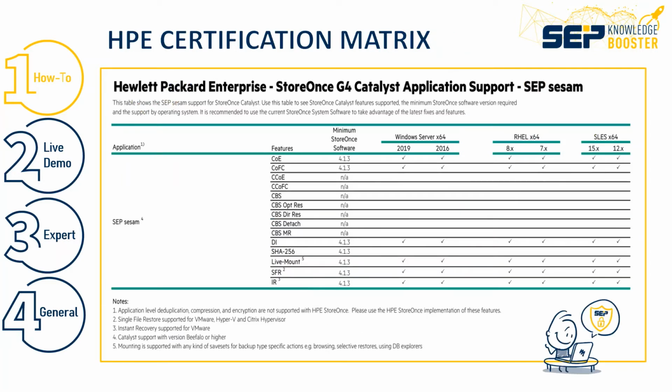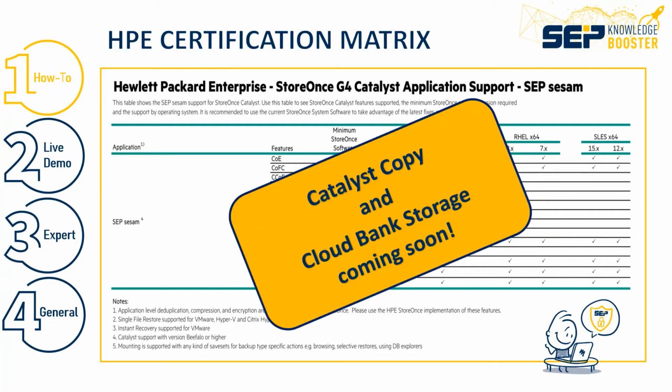This is an extract of the HPE certification matrix with a page which is taking care of SEP sesam. You can see all the entries for the different operating systems and the different Catalyst functionalities, including single file restore and instant recovery. And all the entries regarding Catalyst copy and Cloud Bank storage are currently at work, and this will come soon, and the HPE certification matrix will be updated soon.